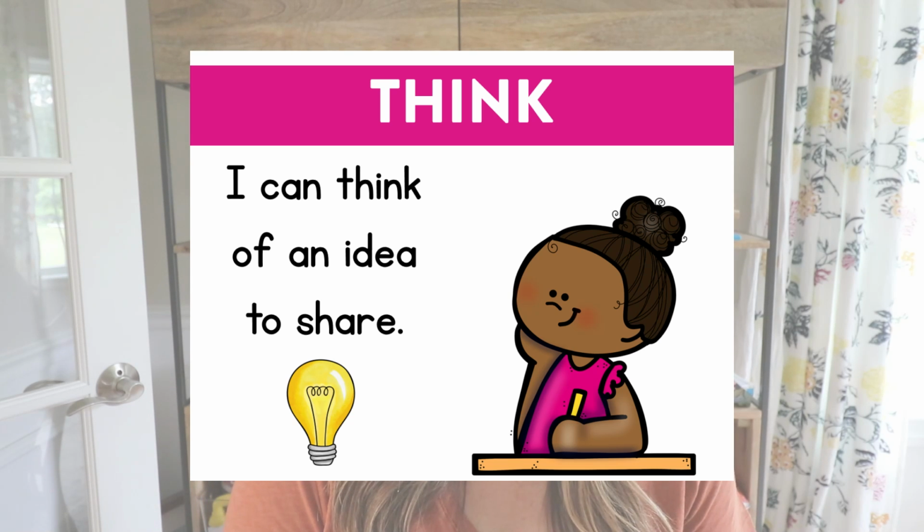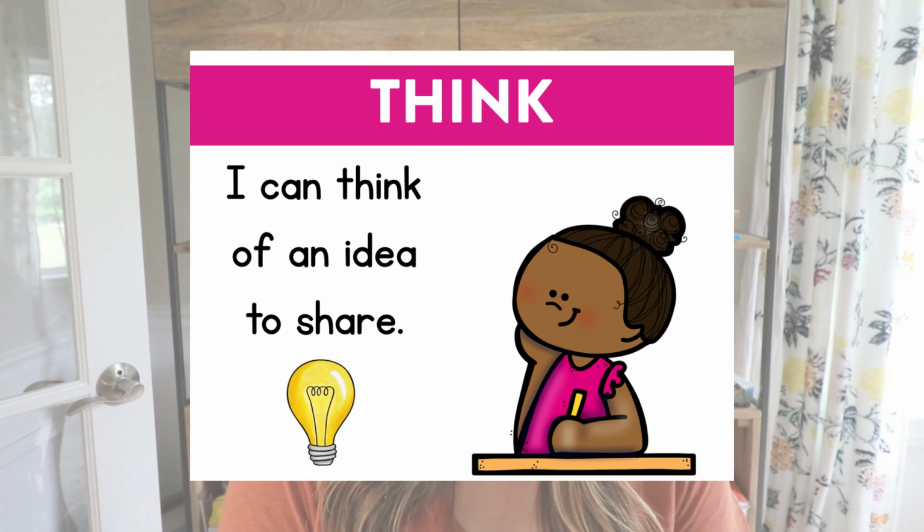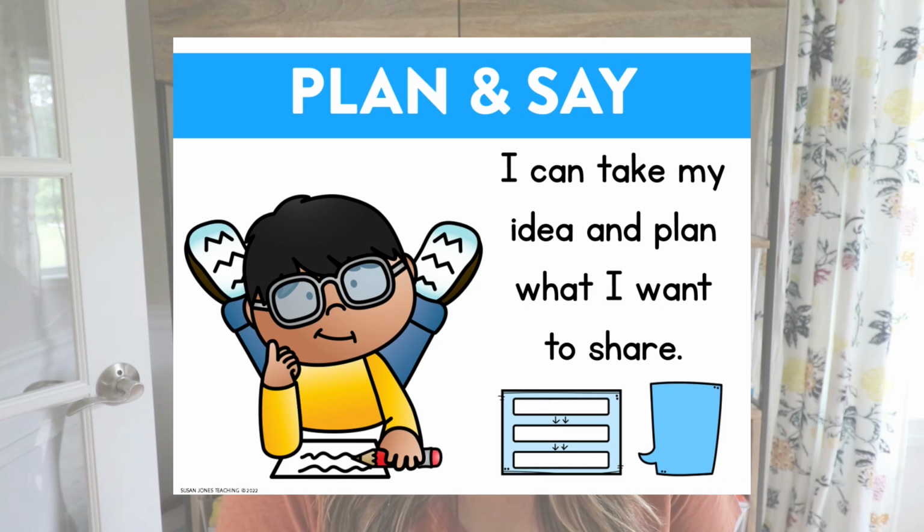First, we have think. I can think of an idea to share. Then my second step, I have plan and say. It says I can take my idea and plan what I want to share. Now, I also include there a little picture of a graphic organizer because we're going to rely heavily on those. And then I also have a little speech bubble because, again, as I always say, oral language precedes written language, and it's a very important part in our K-2 classroom.